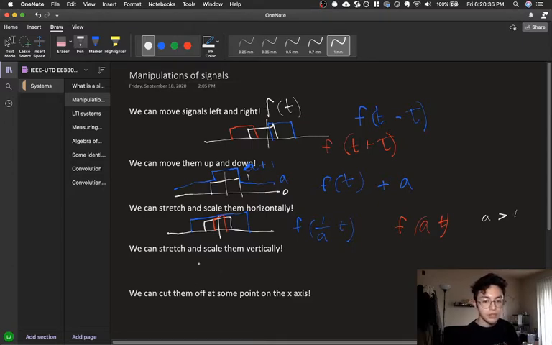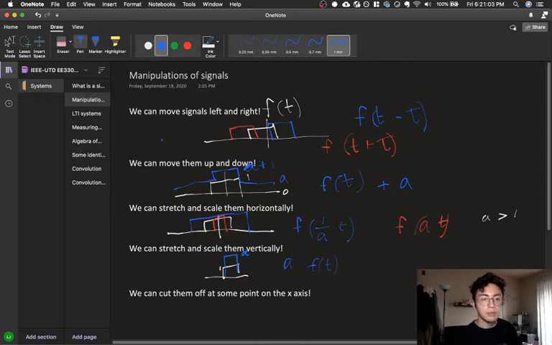We can also scale these things vertically by multiplication. If we have a box again, I should have maybe drawn these boxes ahead of time, but we can multiply this value by some constant a, and then we'll get the same function, but scaled vertically. So this is a times f of t.